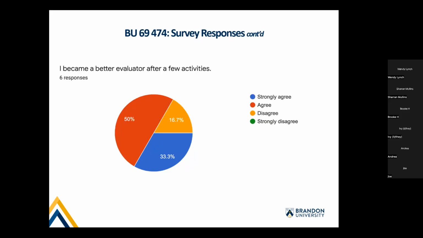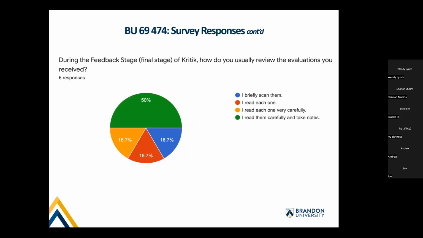For "I became a better evaluator after a few activities," 2 strongly agreed, 3 agreed, and 1 disagreed. During the feedback stage, which was the final stage of critic, how do you usually review the evaluations you received? 1 said I briefly scan them. Another said I read each one. Another said I read each one very carefully. And 3 said I read them carefully and take notes.